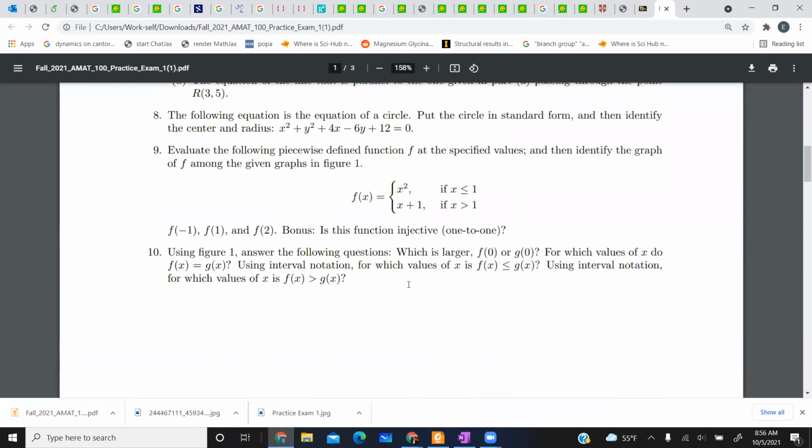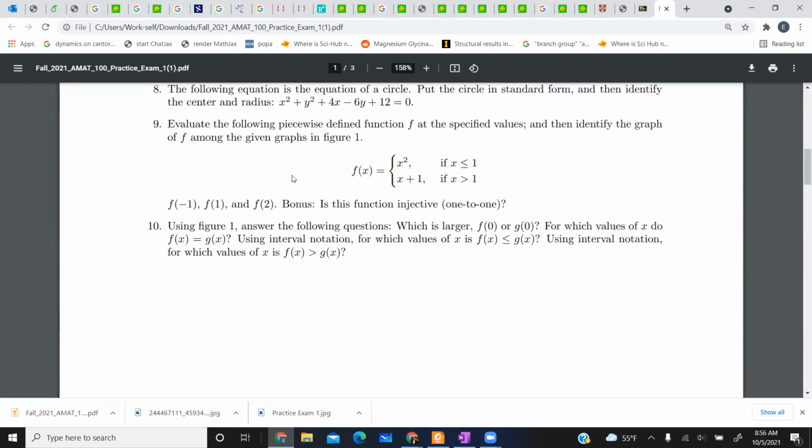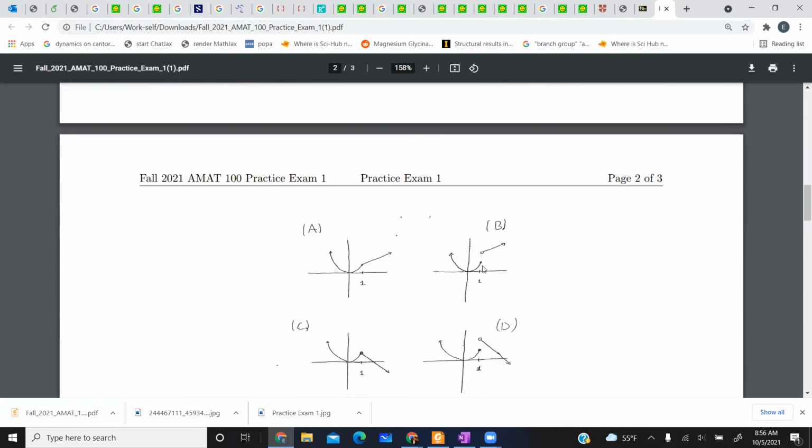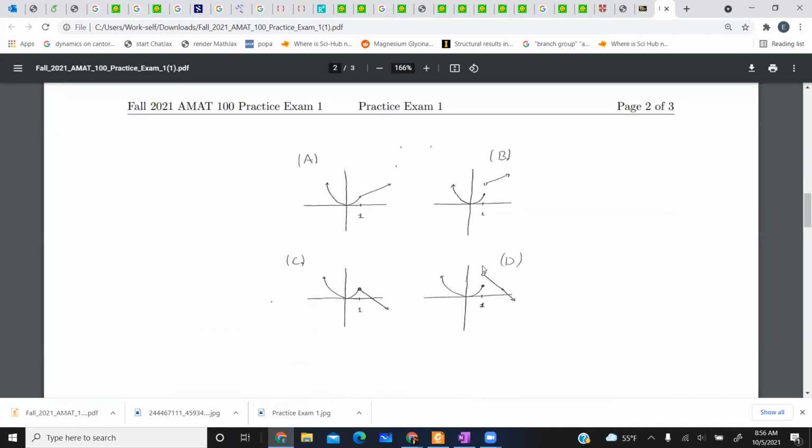So we're working on number 9. We have this piecewise function. We want to evaluate it, and we also want to identify its graph. These are the options for the graph.